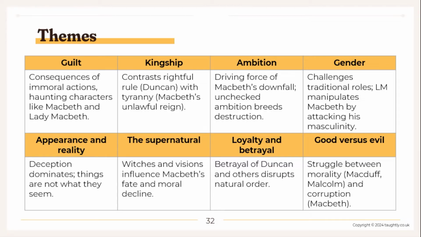The supernatural. So the witches and visions, hallucinations influence Macbeth's fate and cause his moral decline. In some ways, we can argue, I would argue, that Macbeth still chooses his own actions as a fully grown man. The theme of loyalty and betrayal can best be seen in how Macbeth betrays Duncan. He also betrays his good friend Banquo. And this is a symbol of how the natural order has been disrupted too. And finally, we see the theme of good versus evil, with this struggle for morality. The good characters such as Macduff, Malcolm, Banquo, King Duncan, and the corrupted characters such as Macbeth and Lady Macbeth.